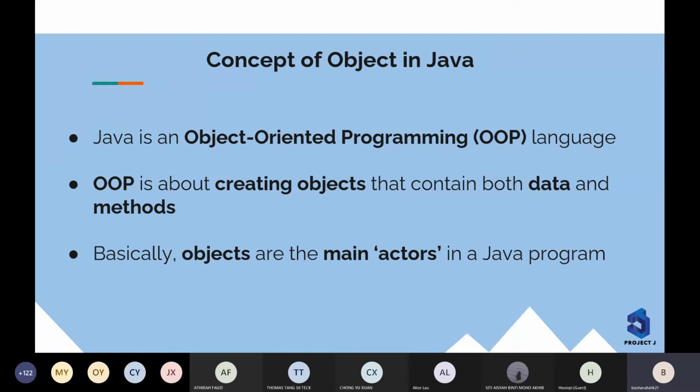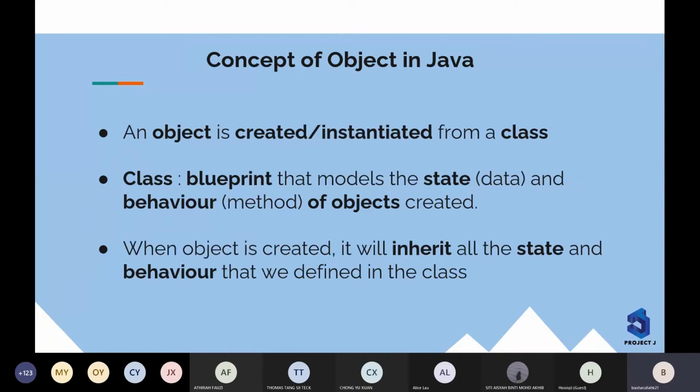Concept of object in Java. Java is an object-oriented programming, OOP, language. OOP is about creating objects that contain both data and methods. Basically, objects are the main actors in a Java program. So Java is an OOP language, so it's about creating objects. You can create any object you want, and we'll take a look at some examples, guys.